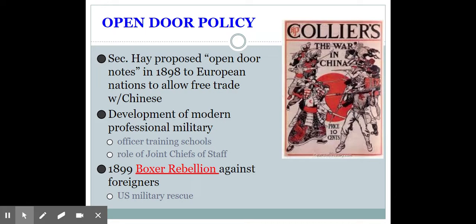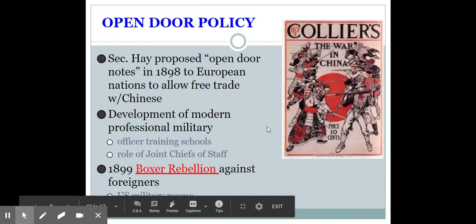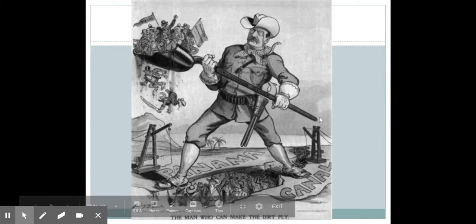In 1899, there was a rebellion in Peking, the capital city, which now is known as Beijing, against these foreigners. And the United States will actually send the Marines in to break up that rebellion and rescue its own people. So the US is committed. It's not just an idea that we want to have a sphere of influence. We're willing to take action in order to have it.